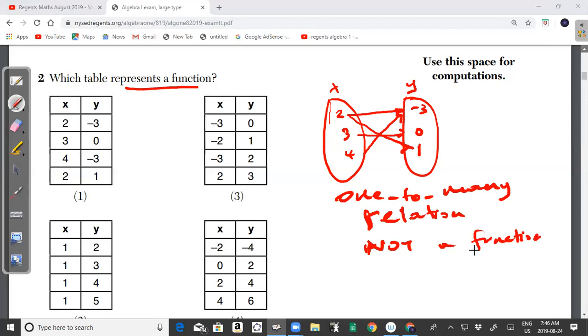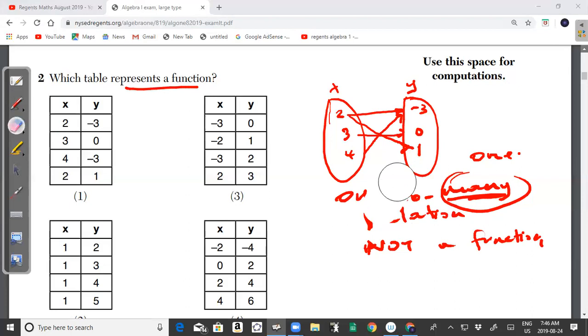Because remember I said before, for it to be a function, you have to have one output. You can't have many. They can have many to one, one to one, and so forth. But as long as you have one output, then it is a function. If you have more than one output, it's not a function. So this is a relation, but it's not a function. All right, so let's move on.